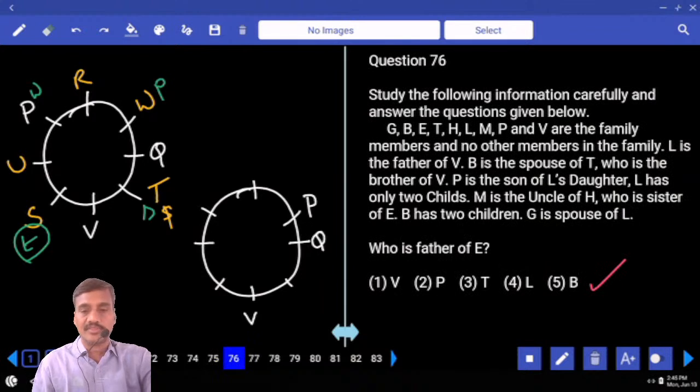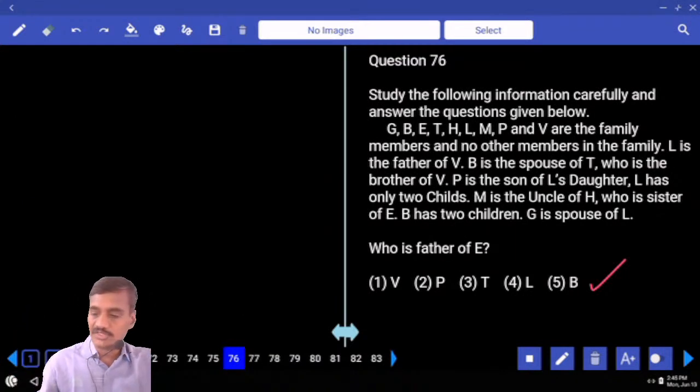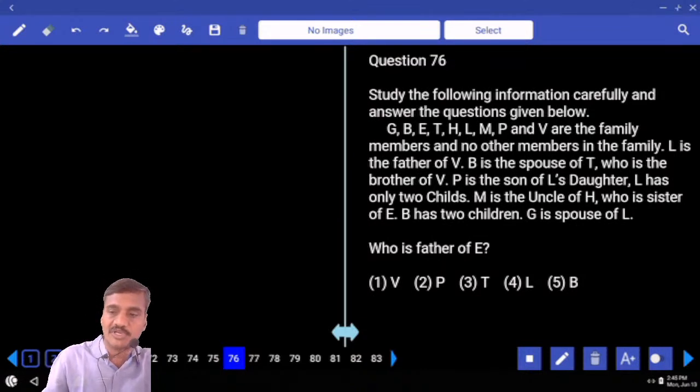Clear? Then 76 onwards. Now this 76 onwards, it comes under which category here? Blood relations. Now in this blood relations, how many persons are there? All together we have some 9 persons. These 9 persons belong to a family. And L is the father of V.